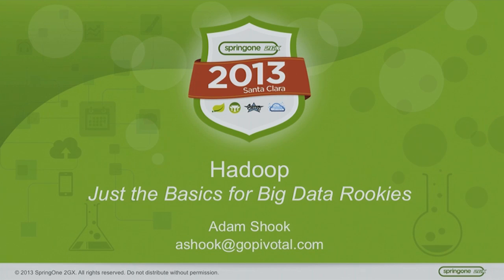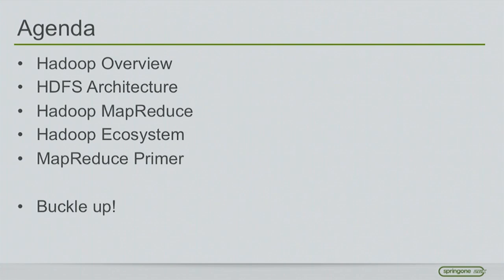Today, I'm going to be going over Hadoop, just the basics for big data rookies, which is going to include a brief Hadoop overview: what it is, where it came from, its pieces, and why you all should care. There's a lot of you in this room, so I hope you have a good idea of why you should care. We're also going to talk about the HDFS architecture and how that functions.